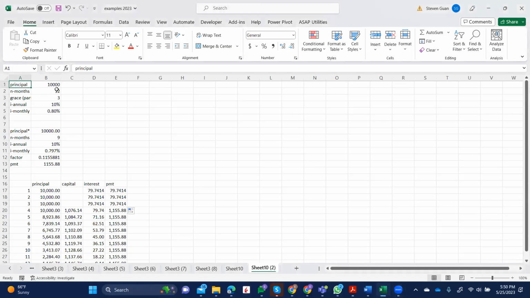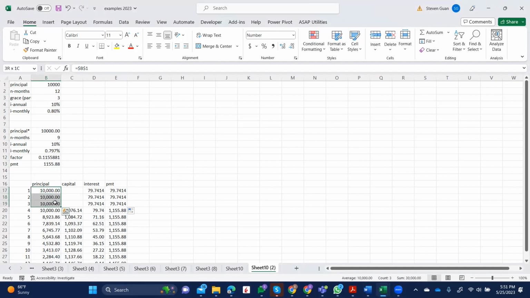So we have the $10,000, 12 months, 3 months grace period, partial. Interest rate annual 10%, 8%. In this case, we don't really care about this one here. My principal is going to be 10,000, 9 months, so the payment is going to be 1,155. That goes here. And what happens during the first 3 months?